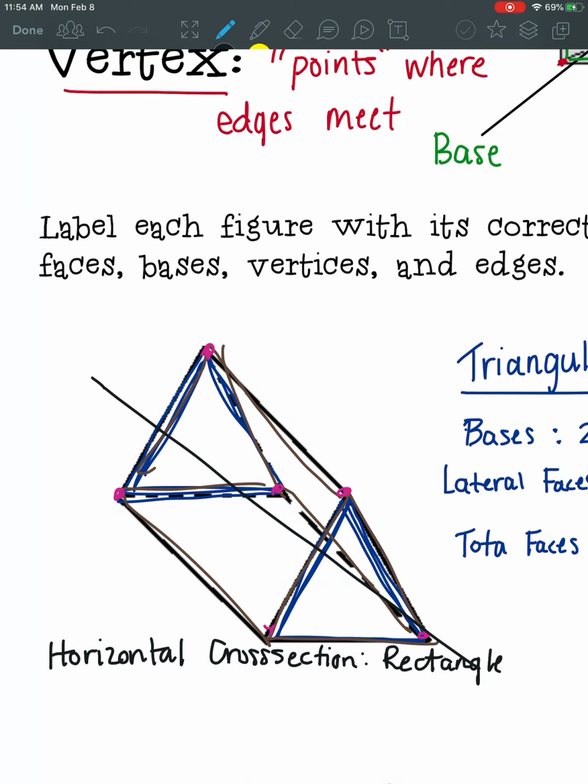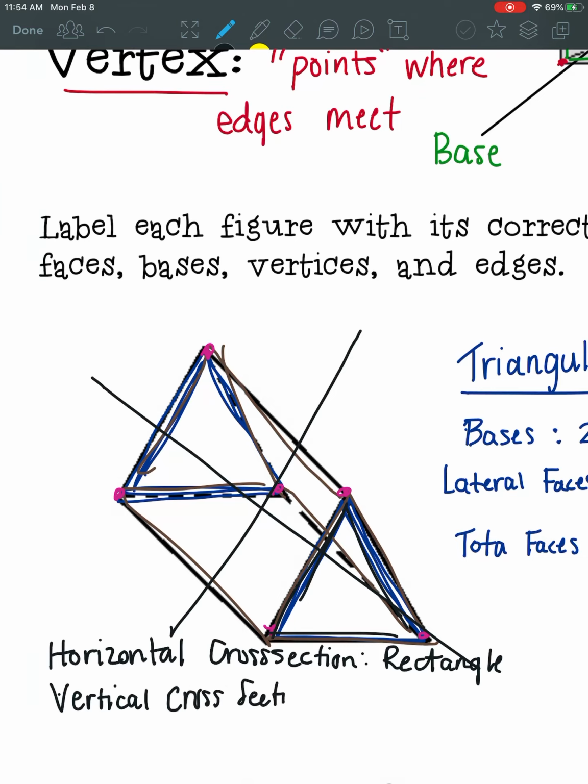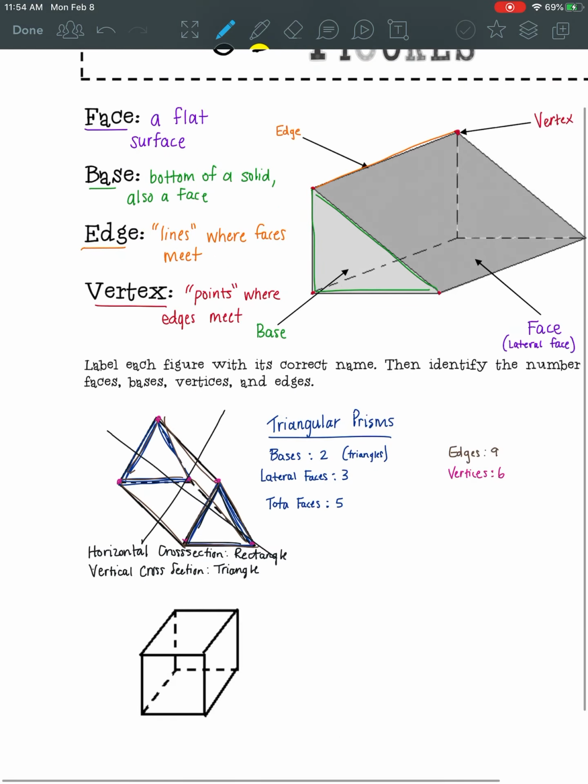Now, if we cut it the other way, where we go vertical, so we would cut this way, a vertical, well, then you're going to see, again, what's parallel to that. What's parallel is this triangle base. So a vertical cross section would result in a triangle. And it's a little hard to see without actually physically cutting those, but cross sections are cutting a shape open. And then what shape is there when we cut them open?